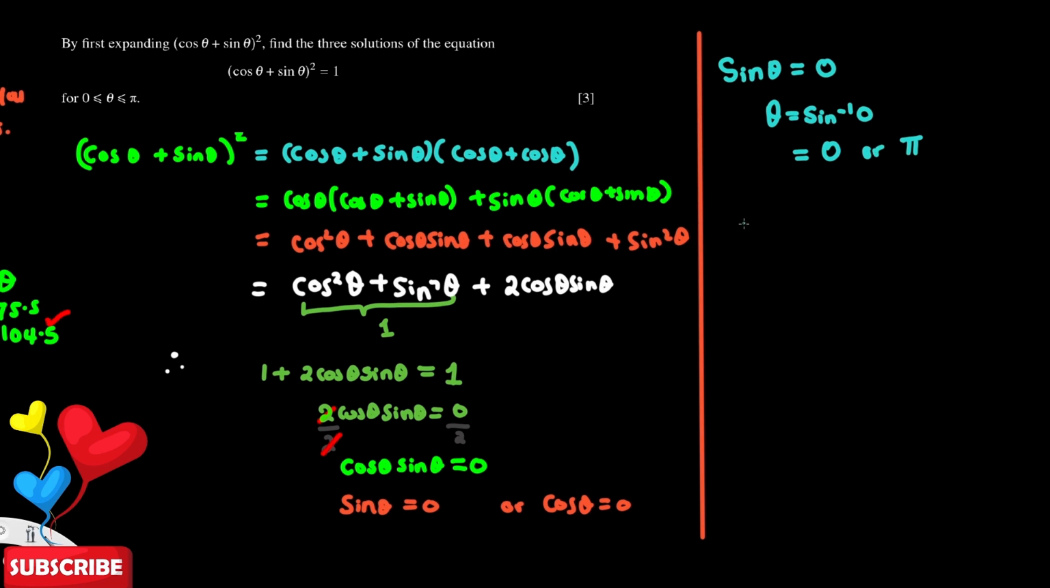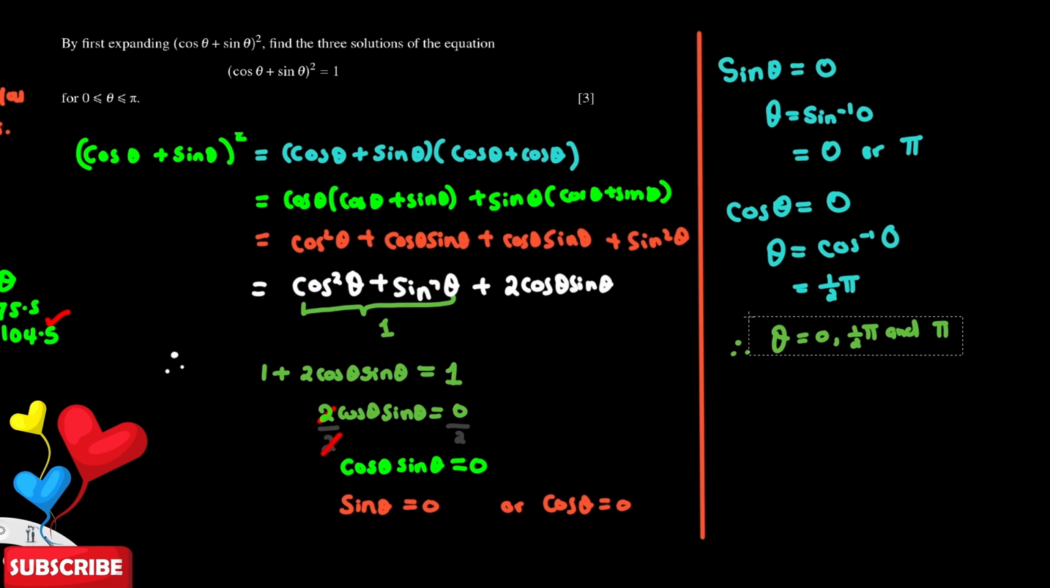We need also to go back to cos theta equals 0. If we find cos inverse of 0, we are going to get our answer as a half pi. So we have three solutions: theta equals 0, half pi, and pi. These are the three solutions that we are expected to get in this question.